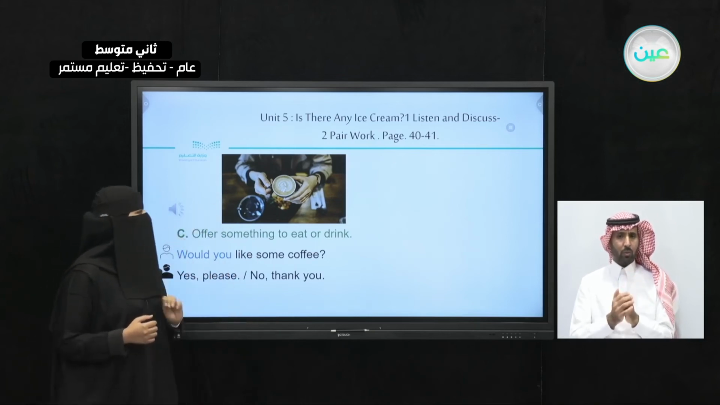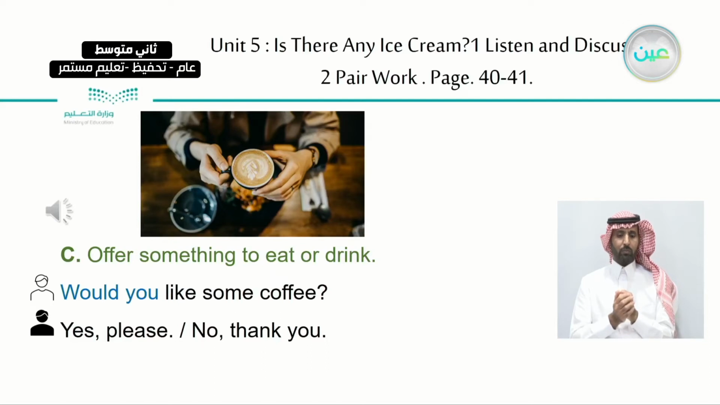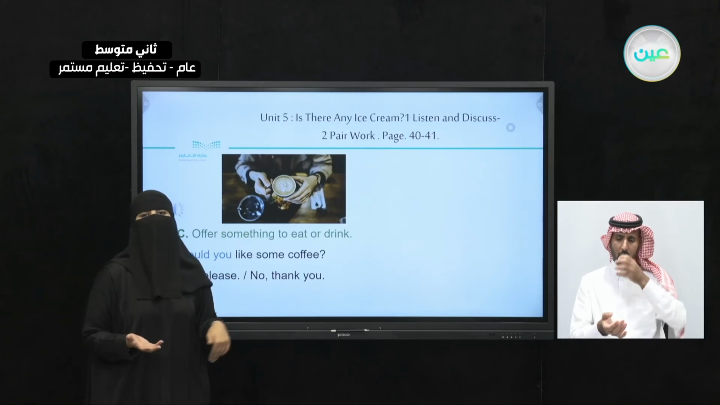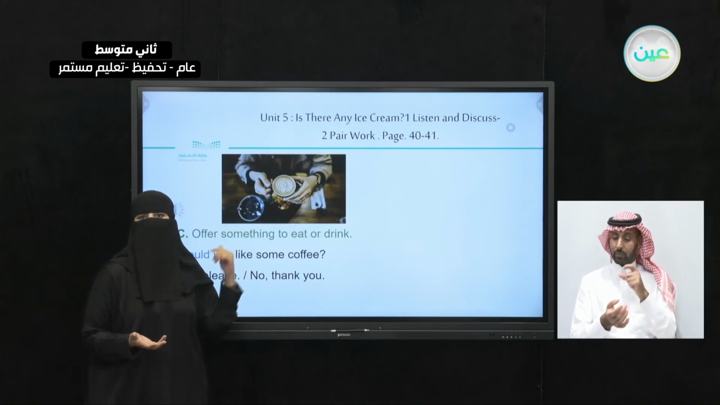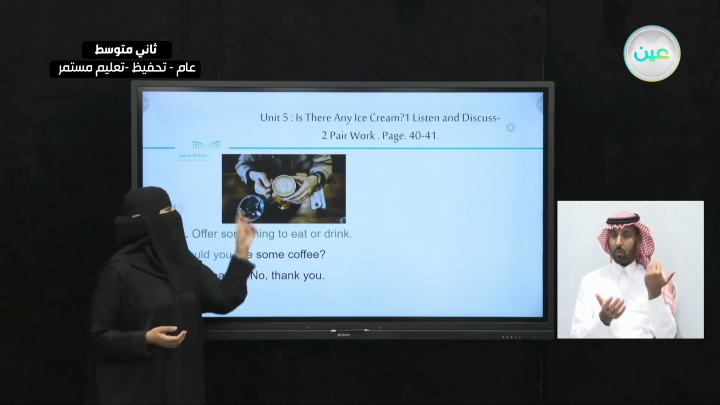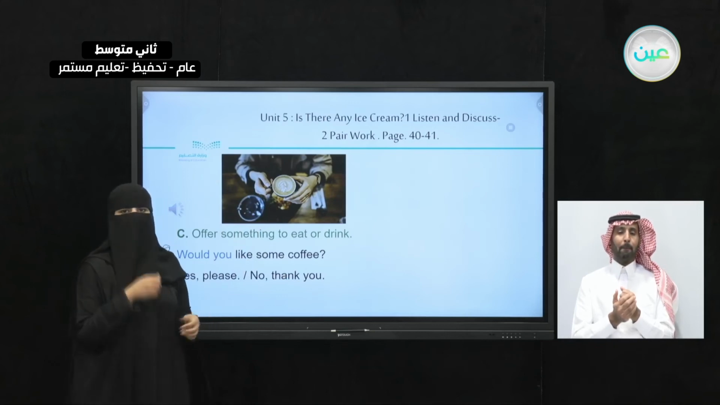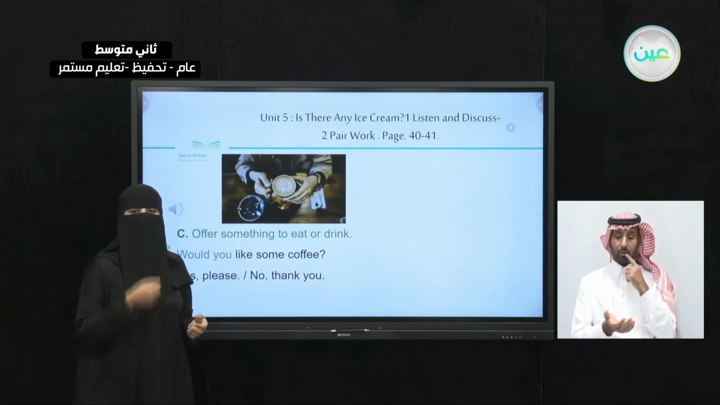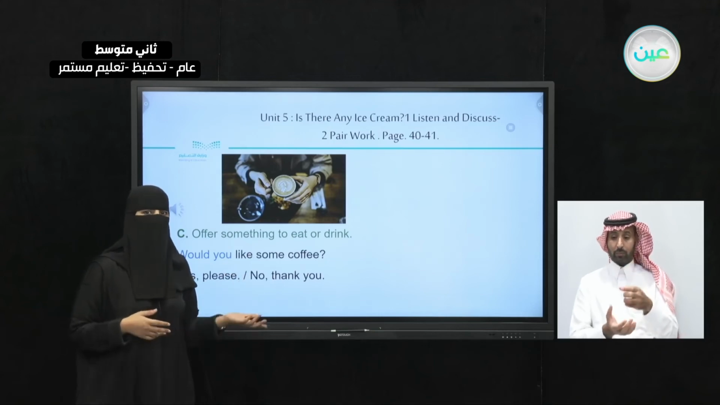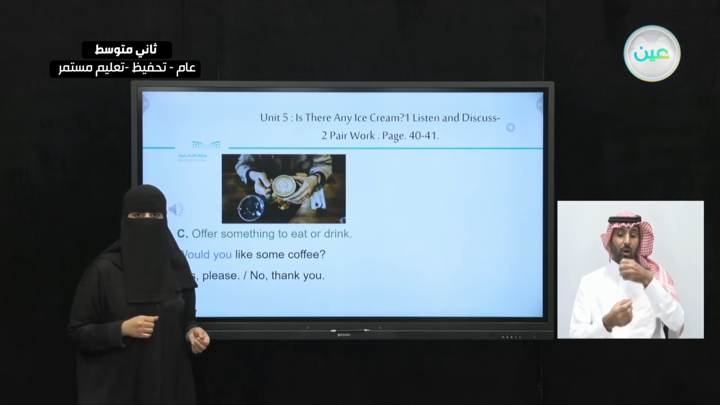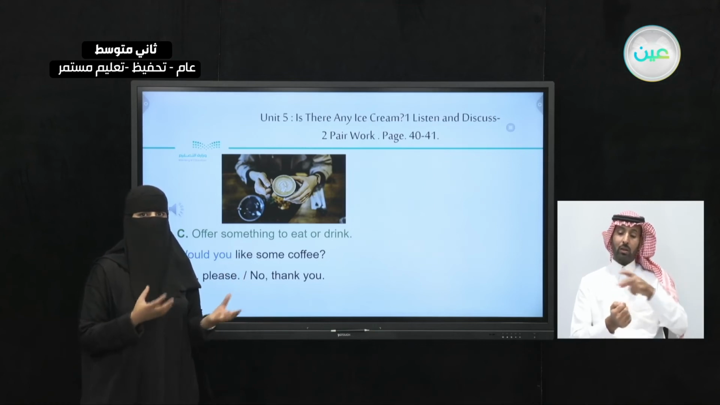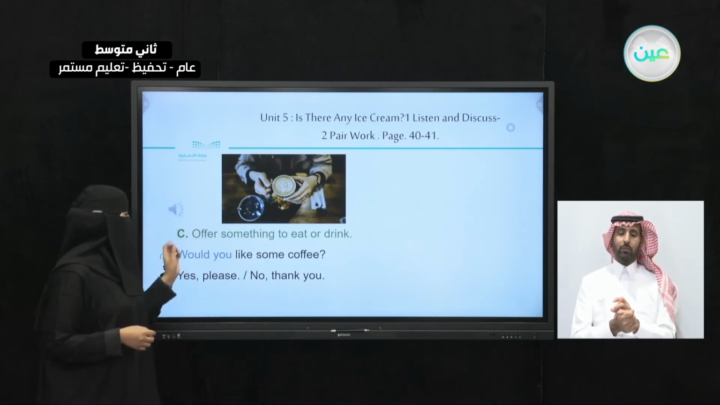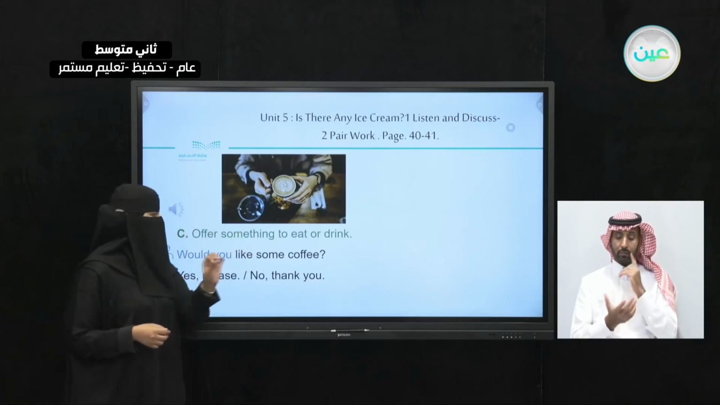So let's take a look at the picture here. What can you see? Is it a food? Is it a drink? What is it from the menu I showed you before? So you can see a cup of coffee, right? So in the menu, they're serving the coffee in a cup, but the water in a bottle, right? So they have different containers, so different ways to serve these foods. Now, let's take a look here. Offer something to eat or drink.